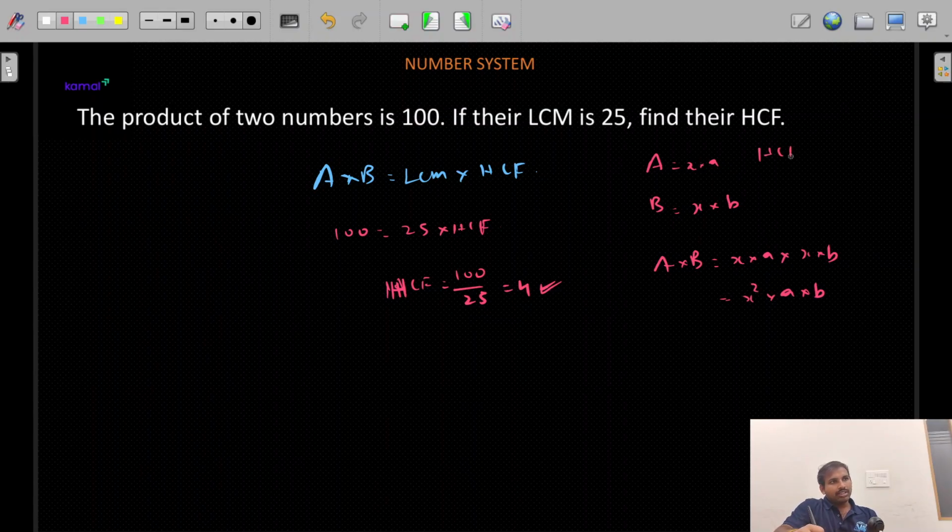So if we take HCF for A comma B, what is the common value here? This x. If we take LCM for A comma B, what is the LCM here? The common value into uncommon value. x is common, remaining A and B are uncommon. So if we multiply these two also, it is equal to x square into A into B. That's why this is always equal to this one. Okay, that's the result. So that's about this question.